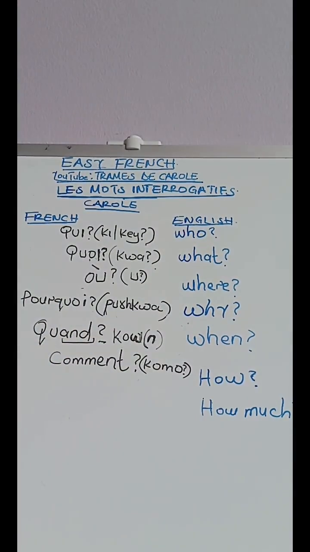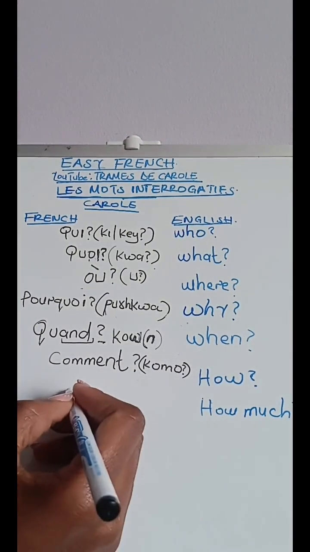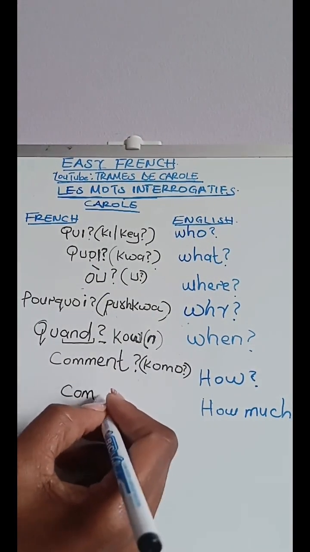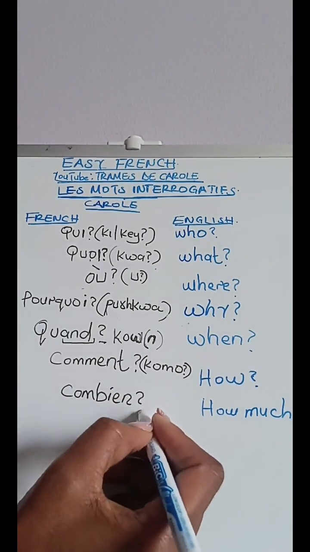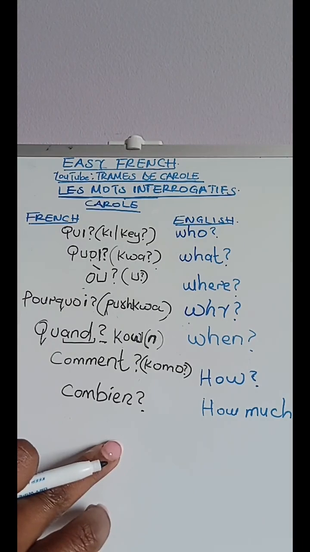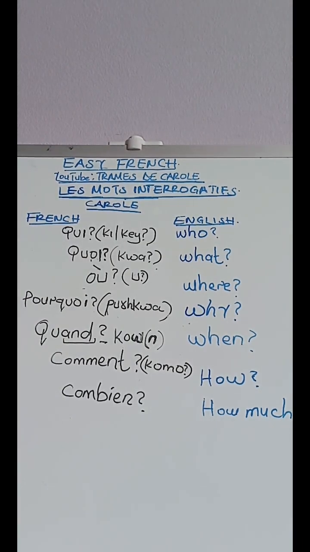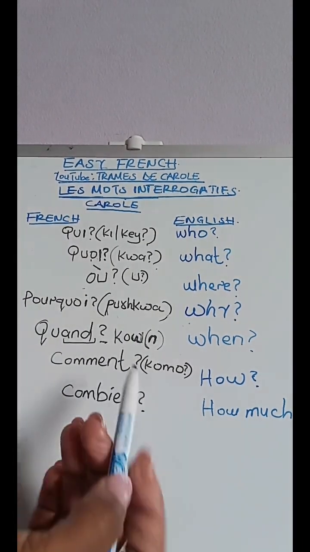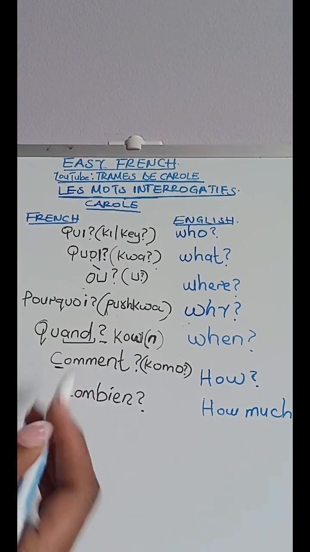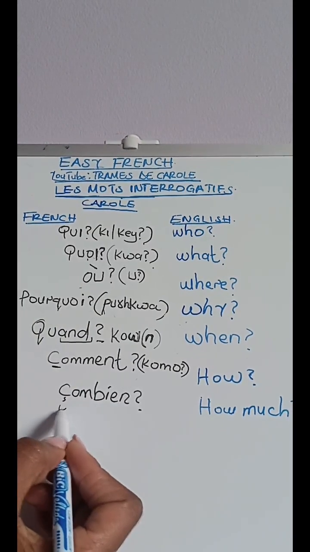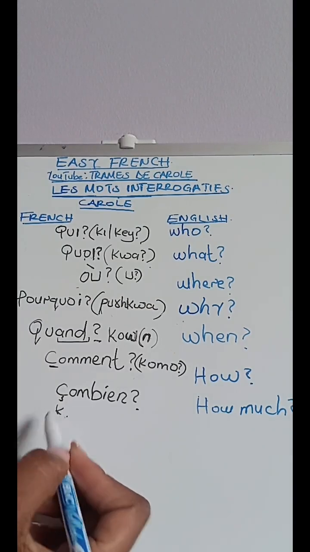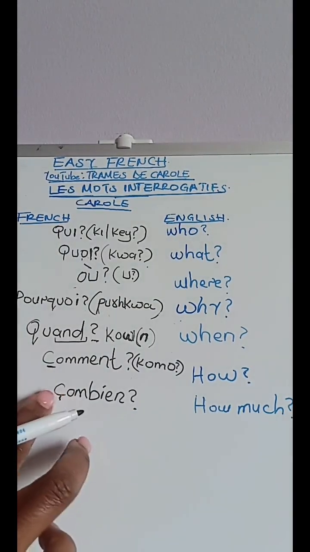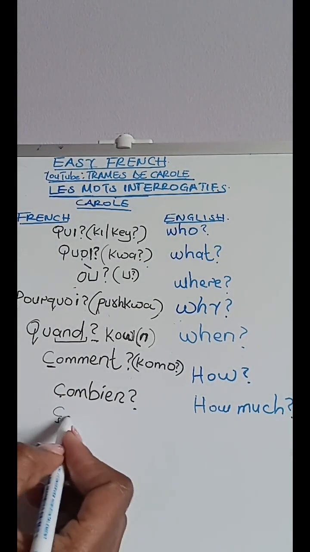D'accord? How much most of you have written in the comment section? Combien? How do we read combien? If we read this as C without the cédille, it is read as K. D'accord? That is why you have to be really careful whenever you're writing. So don't write combien like this.